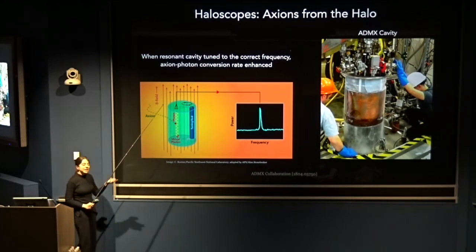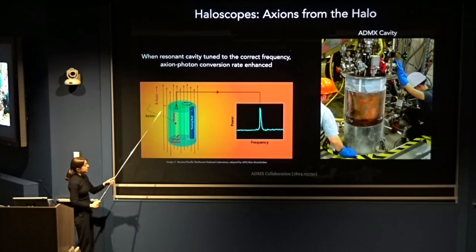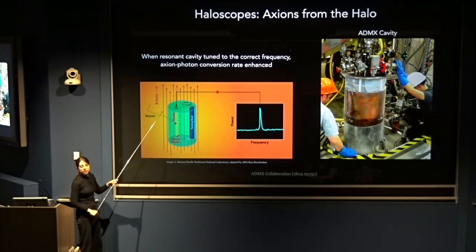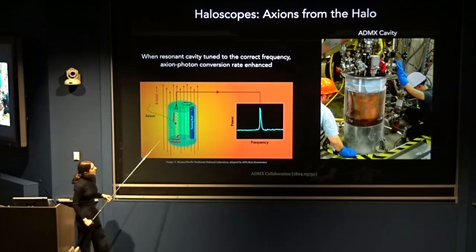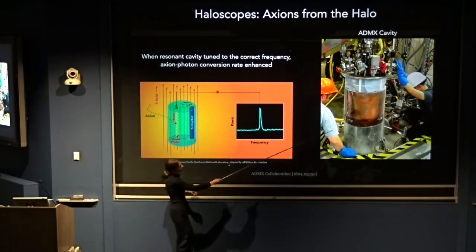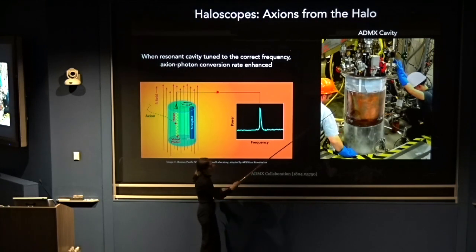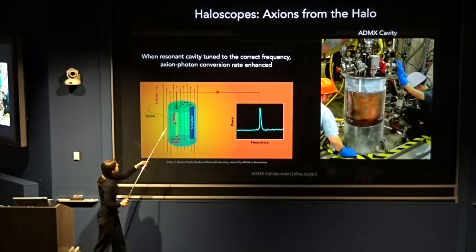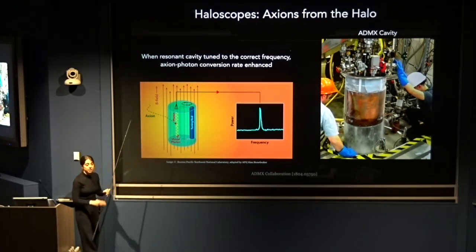But in order to enhance the signal, they put all of this inside of a resonant cavity that essentially enhances the signal from the photon that's produced. And this here is actually a picture of the cavity, so you get a sense of the scale of the experiment. That big cylinder there is essentially this cavity here that you're seeing in this diagram.